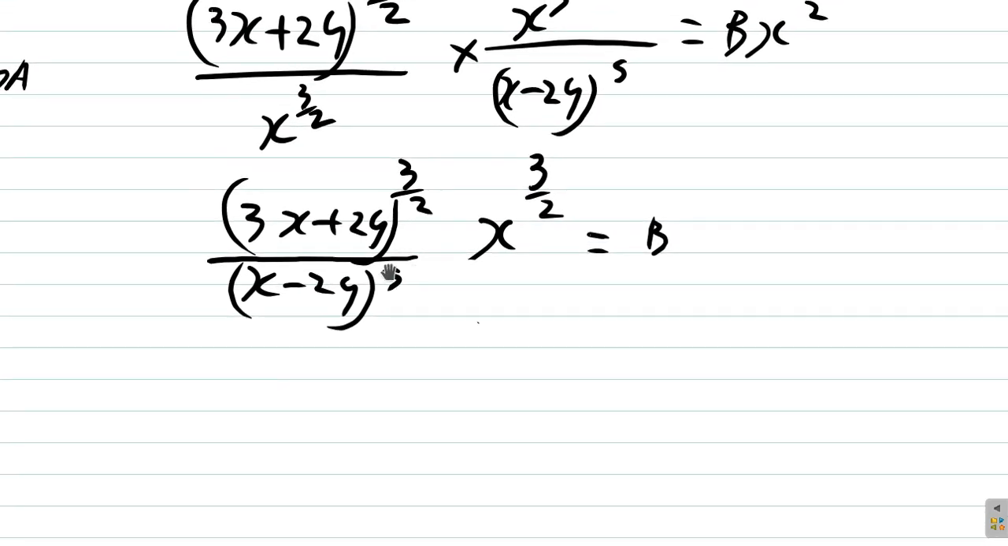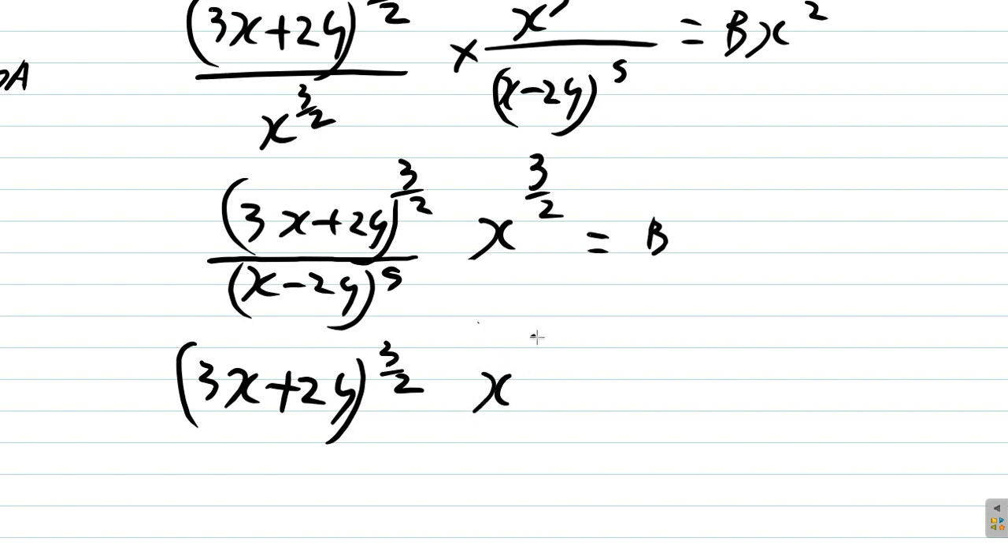And if we multiply 3x plus 2y to the 3 over 2 times x to the 3 over 2 equals b, x minus 2y to the power of 5, right? So here now we have 3x plus 2y to the 3 over 2, x to the 3 over 2. What can we do with this now?